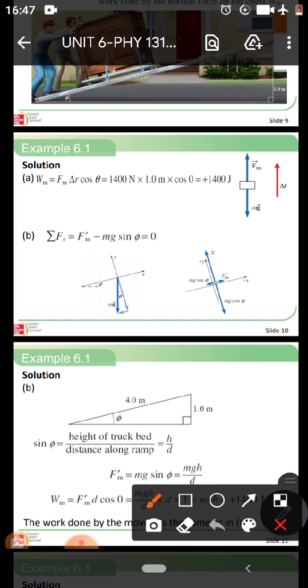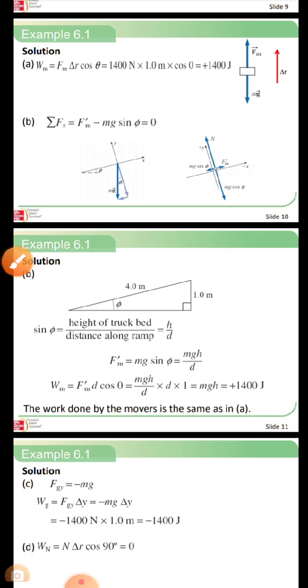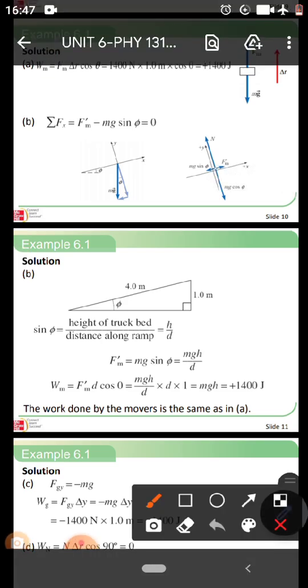Let me do this. The effort here, let's focus on the force. Let's call it effort in this case: it's 1400 Newton. And then when you go down here, you just focus on the force. It will be 350, I think 350 Newton. So for the same amount of work, here the effort was less. This is just what I wanted to highlight.